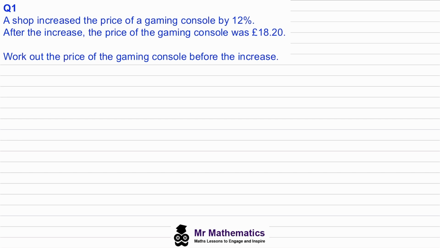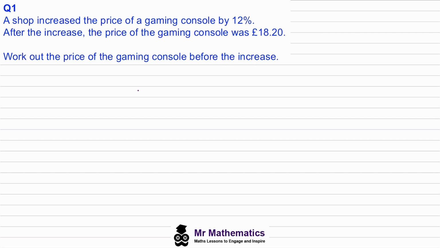So we're going to work through 5 questions. And in our first question, we're told that a shop increased the price of a gaming console by 12%, and after the increase, the price was £18.20. We've been asked to work out the price of the console before the increase.